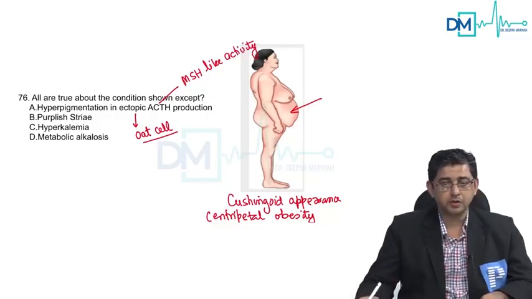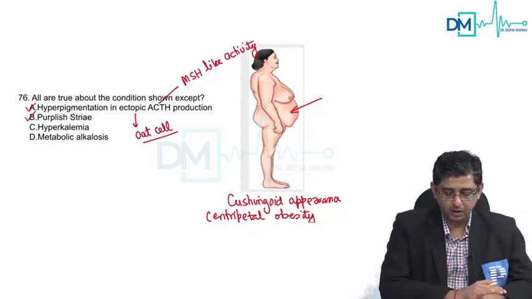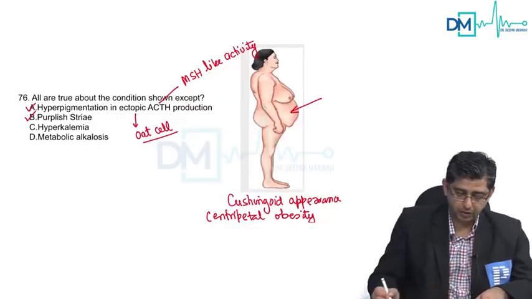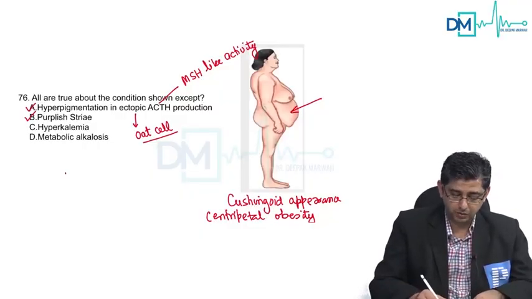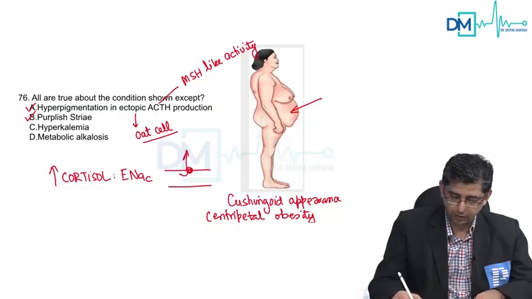Purplish striae, yeah, because there's a very significant weight gain in the patient, so there would be purplish striae appearing on the lateral part of the abdominal wall. So A and B look very decent. Hyperkalemia. The point is that cortisol in the body can behave like aldosterone. Because cortisol can behave like aldosterone, it will activate the epithelial sodium channel, and there will be a gain of salt and water much more than normal.